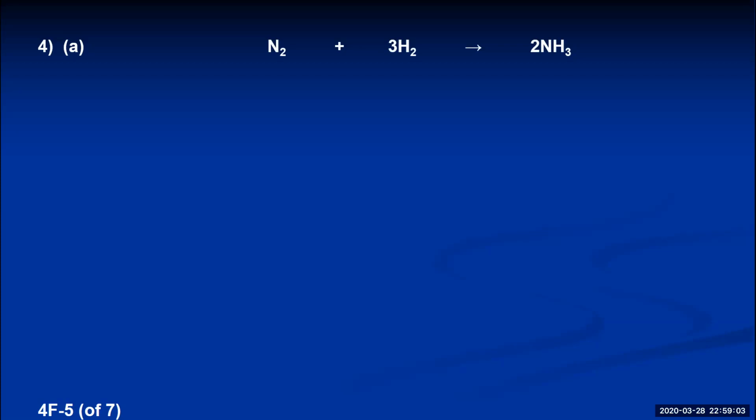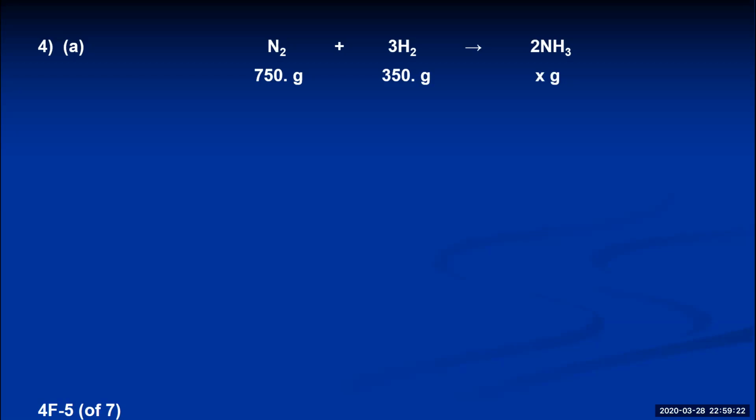To balance the equation, we need a 2 in front of the NH3 to balance the nitrogens, and then a 3 in front of the H2 to balance the hydrogens. In this problem, the given information is 750 grams of nitrogen and 350 grams of hydrogen, and the question is how much ammonia will be produced.